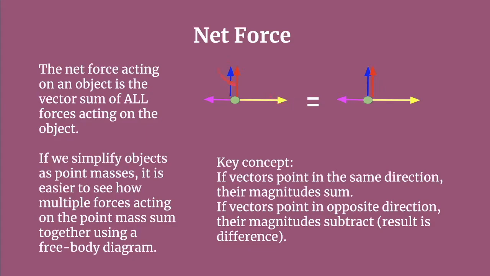So let's focus first on the y component. If we have these 2 vectors of approximately equal magnitude and they're both pointing in the same direction, then their magnitudes must sum, and then their net would be in the positive direction.